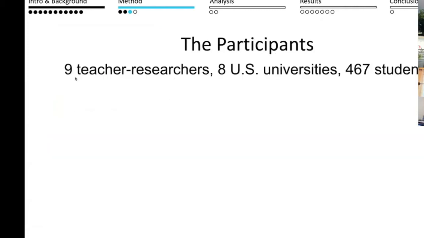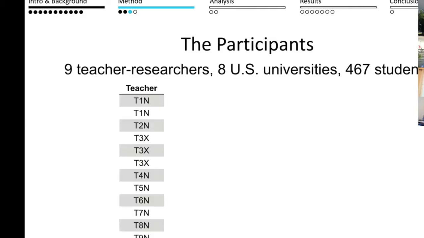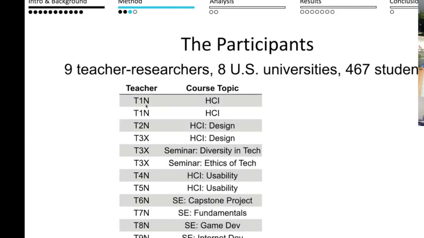Okay, yeah, it was 9 faculty members. We call them teacher researchers in our paper because not only were they teaching, but they were also, much like you, trying to figure out what's the right way to do this. So everything they were doing was sort of a blend of teaching and researching. They were at 8 U.S. universities, and so all told, it involved 467 students. And so, yeah, a bunch of teachers who have these IDs.